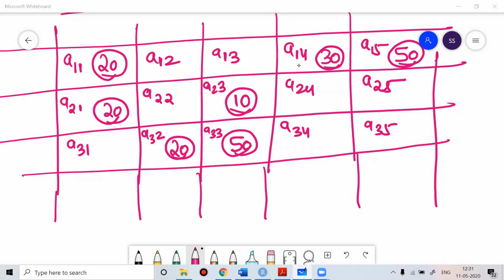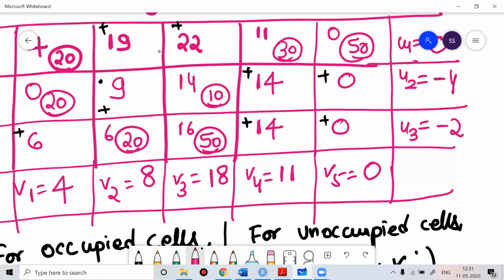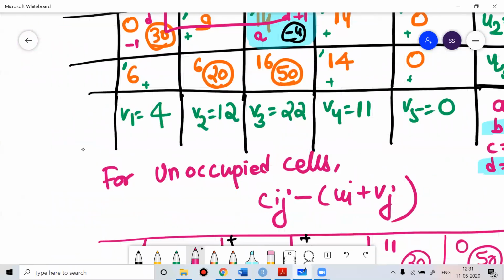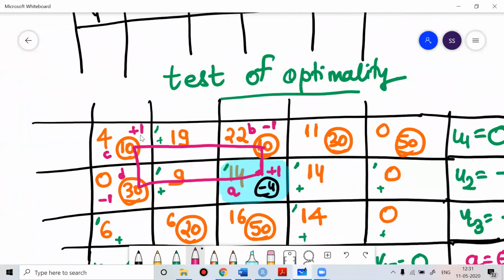Now this allocation will be put on the original data. So what is the original data? That was the original data of profit. Why did we convert that original data into a cost matrix? Because that way only can we solve the problem. Now write down your original data, what is given in the problem.